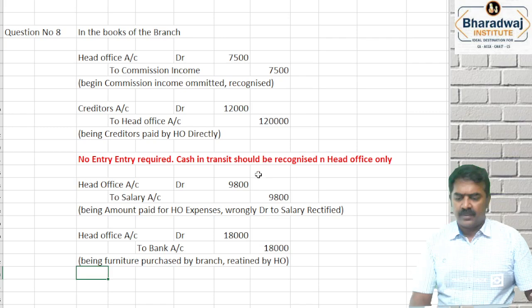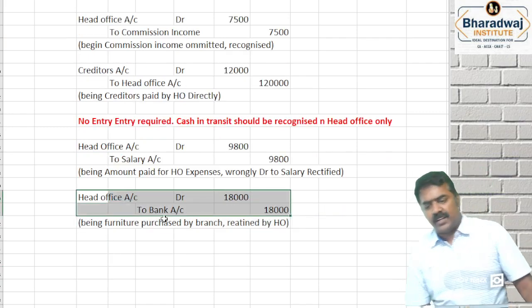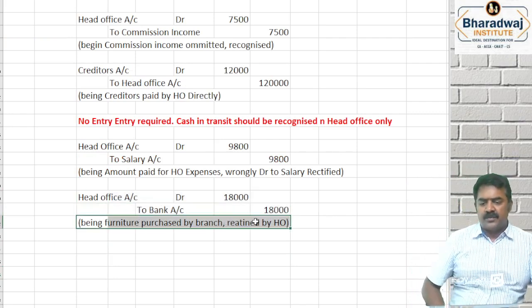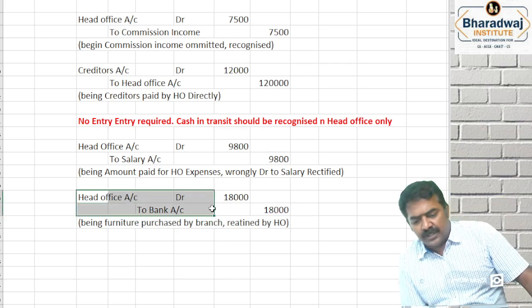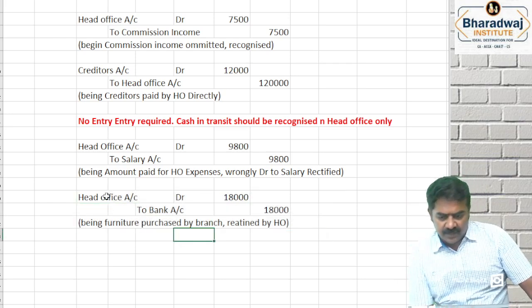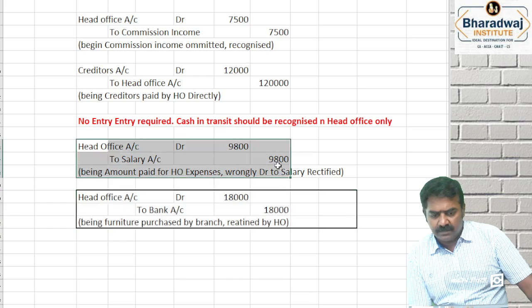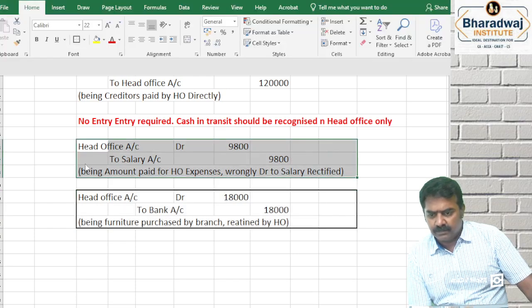If the furniture is at branch, we would have done furniture to bank, but it is used by head office, so head office account debit to bank. No entry has been passed, which means for the purchase of furniture itself, no entry has been passed. We are recording it. Next.